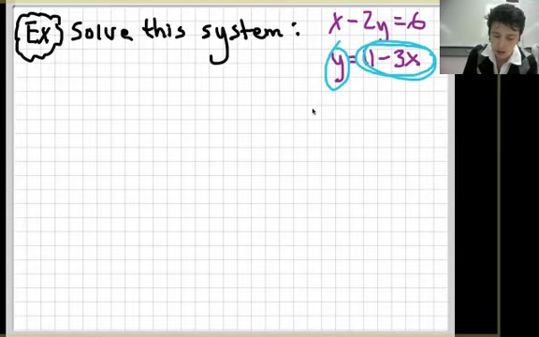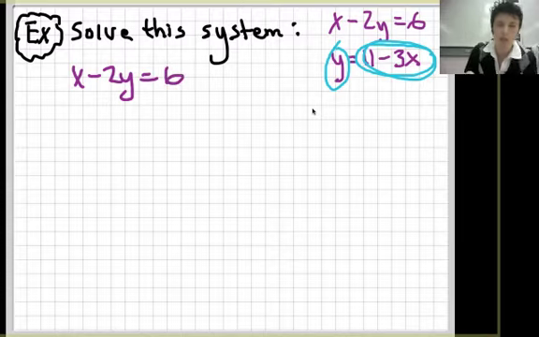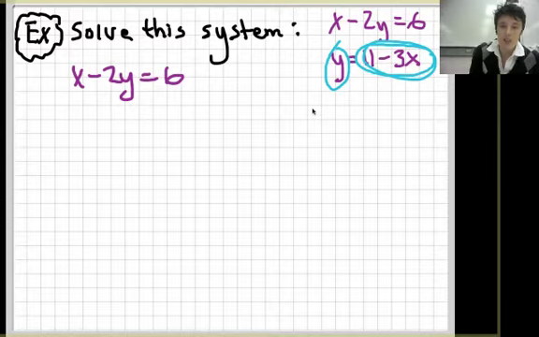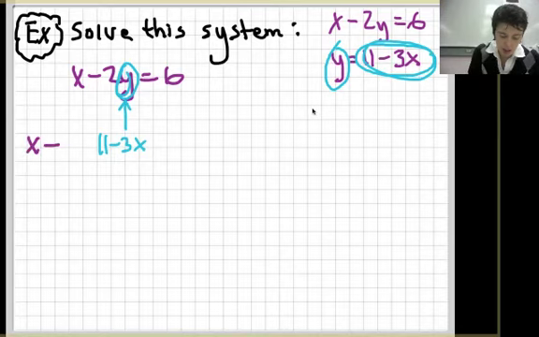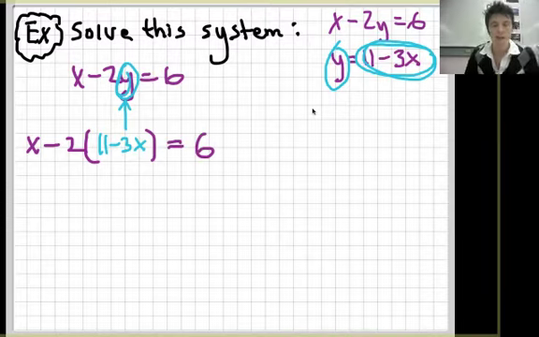So take that other equation that's on top, x minus 2y equals 6. That's the equation that's kind of all messed up. If y is equal to 11 minus 3x, then I'm going to circle this y, and I'm actually just going to change it into 11 minus 3x. So I get this new equation. Instead of x minus 2y, I have x minus 2 times (11 minus 3x) equals 6. That's my setup.